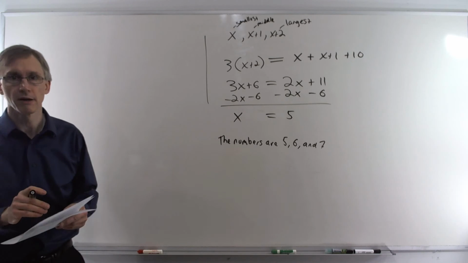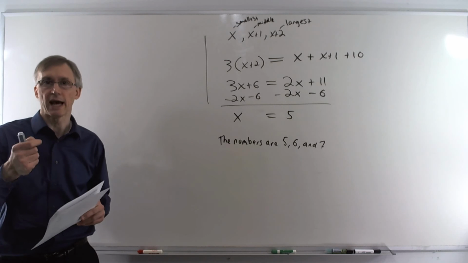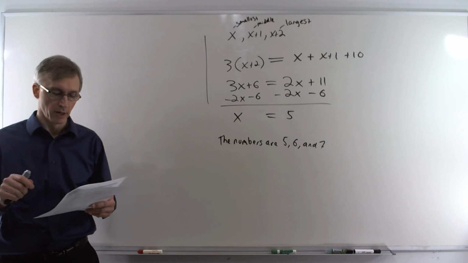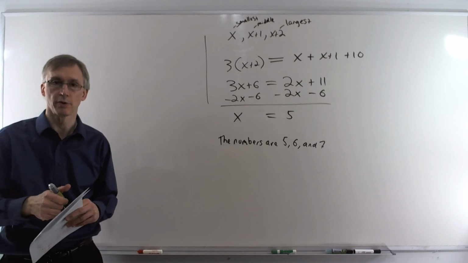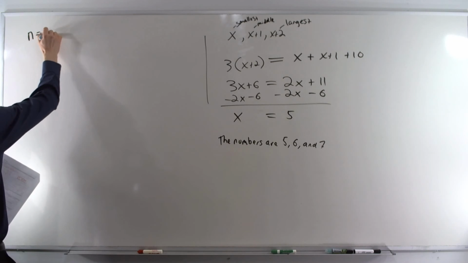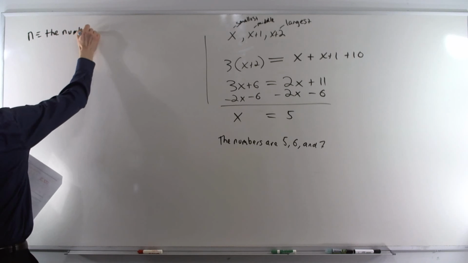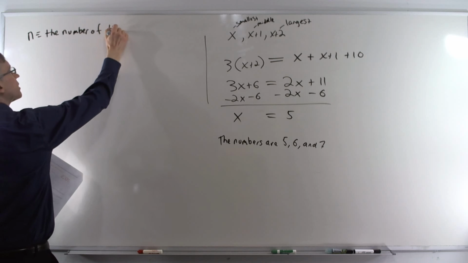Now with application problems like this where we're going to set up an equation and solve it, whatever the question is asking for becomes our variable. The question is asking for how many tickets were purchased. So I'm going to find n to be the number of tickets purchased.